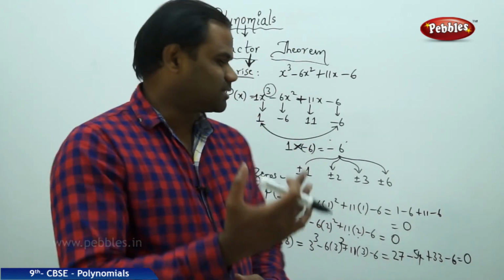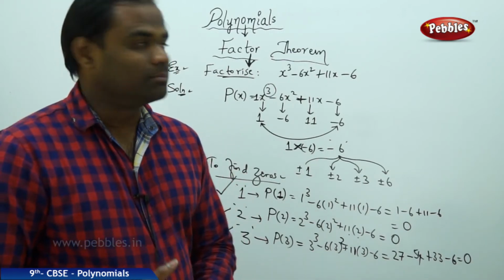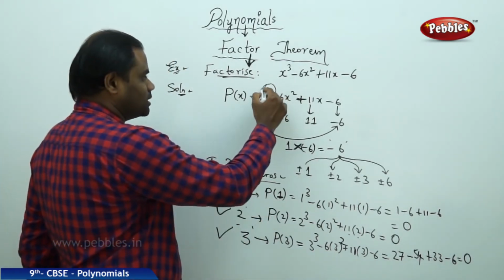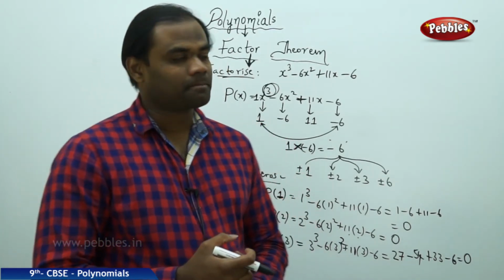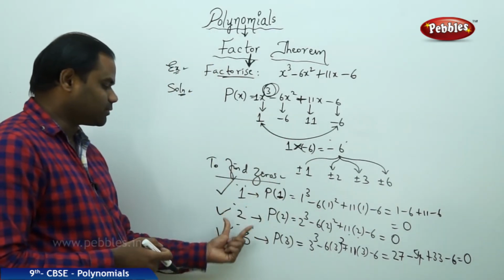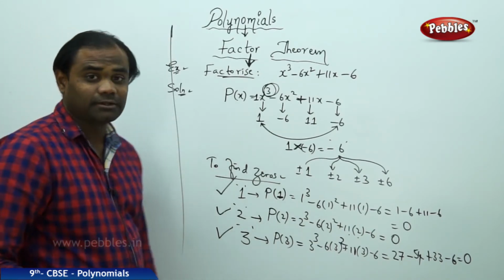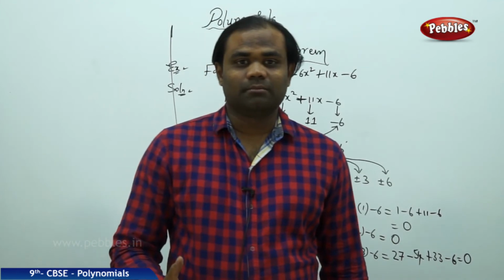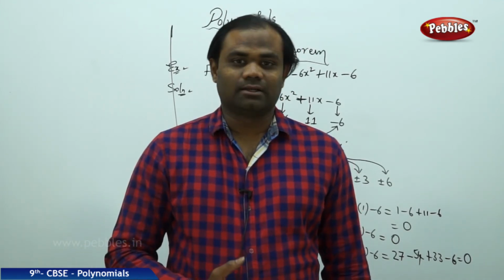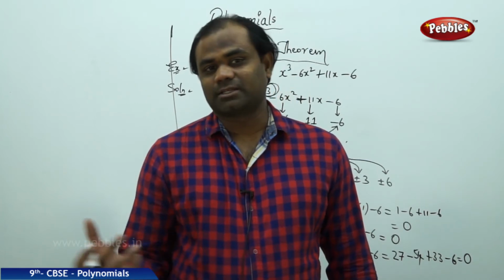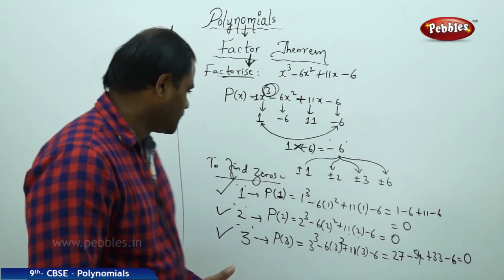Similarly, we could test randomly with 6 as well. Finally, because the degree of the polynomial is 3, I search for 3 zeros. Now that I have got these 3 zeros, I directly use the remainder theorem, which says if p of a is 0, then x minus a is a factor of the given polynomial p of x.